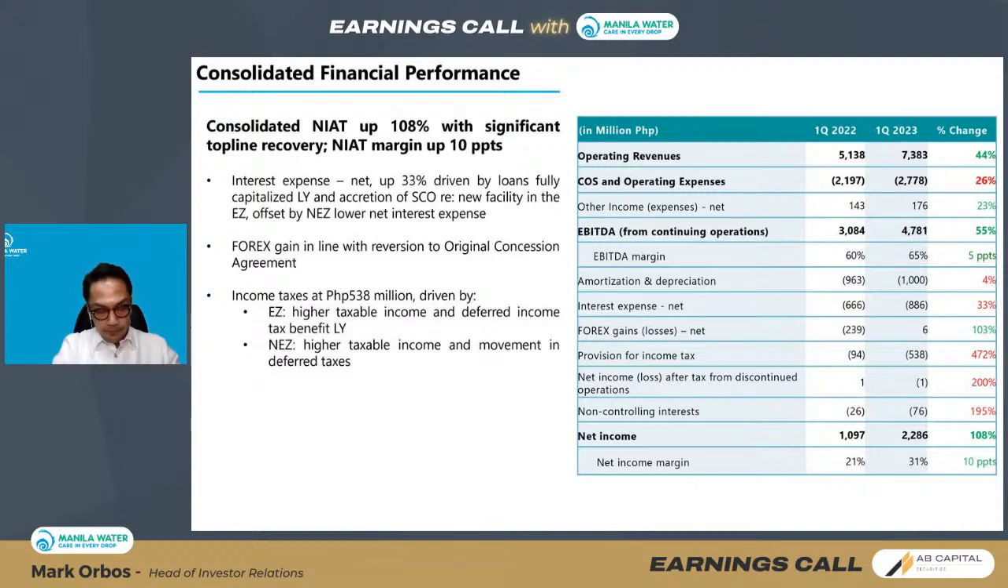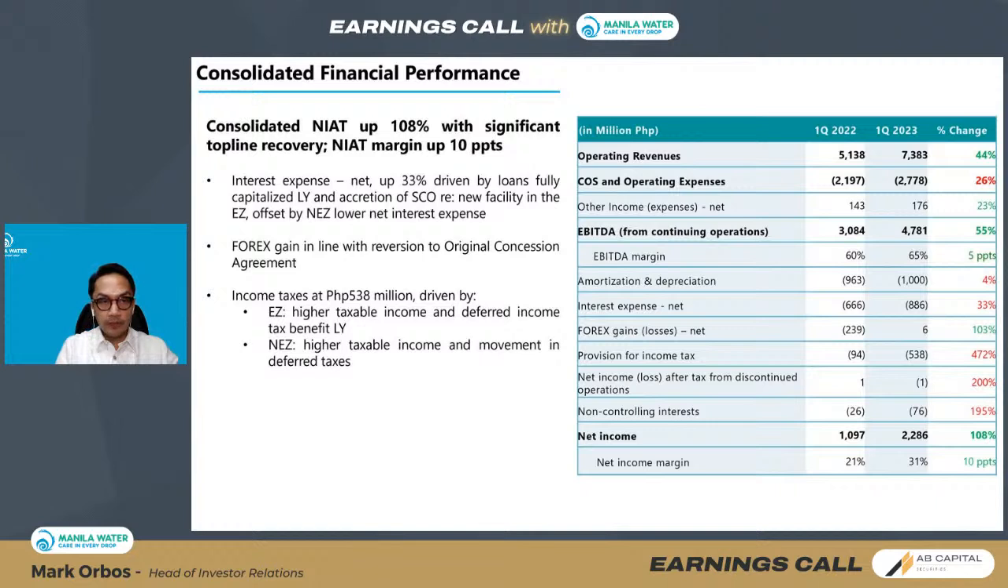Interest expense net was up 33% to 886 million pesos, mainly driven by interest on loans which were capitalized last year and accretion of service concession assets related to a new facility in the East Zone. Forex gains stood at 6 million for the period due to the appreciation of the peso against the US dollar. The material change from the same period last year was caused by the reversion to the original concession agreement at the East Zone, which provides a natural hedge against Forex volatility by way of the foreign currency differential adjustment.